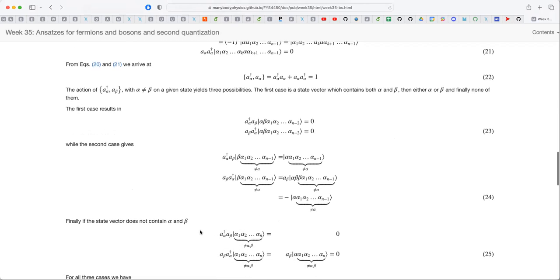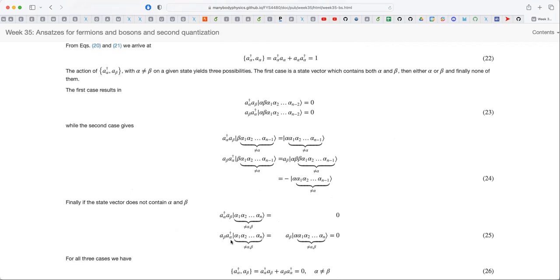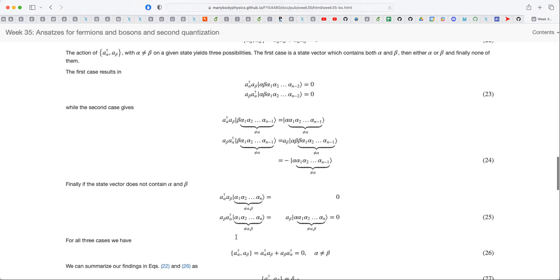Then finally, if the state vector does not contain alpha and beta, what we are getting now is that in this specific case, we are trying to destroy something which doesn't exist. So that has to give us 0. In this other case here, we are trying to create a state alpha, which already exists. So this is different. And then we are trying to destroy a state beta, which is not included. So that gives us also 0.